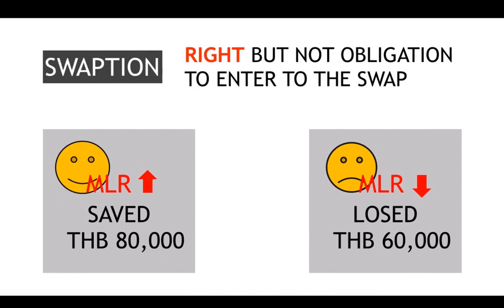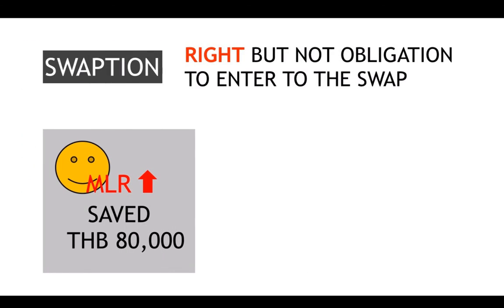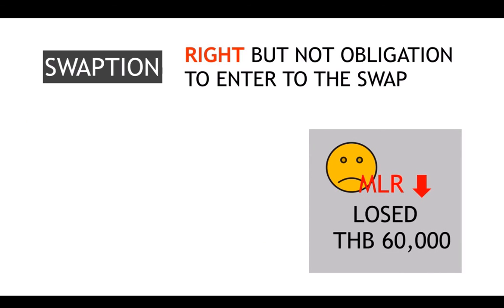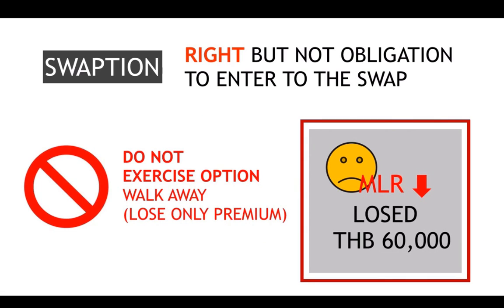Under the same old example, when MLR increases and the firm gains from the swap, the firm would then exercise the option and gain 80,000 Thai baht minus the premium. However, if MLR decreases, the firm experiences a loss from entering into a swap. The company then chooses to walk away from the contract and lose only the option premium.